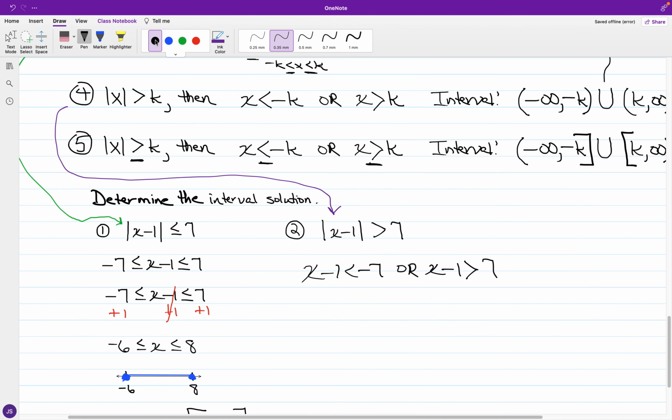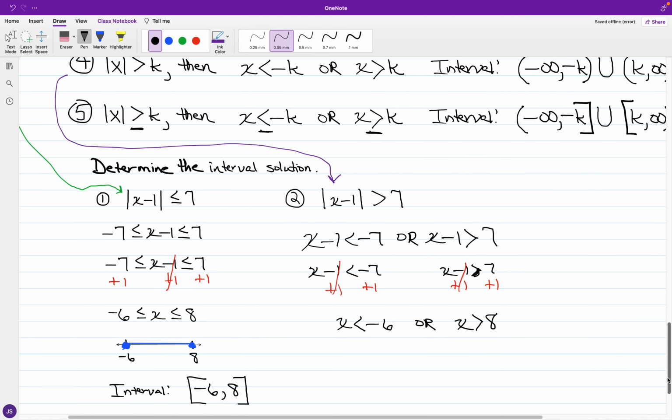All right. And so for what we have with the inequalities, if I add 1 to both sides of both inequalities, we have x is less than, and negative 7 plus 1 is negative 6. This is the lower valued inequality solution. And for what we have in the upper realm, we have x is greater than 8.